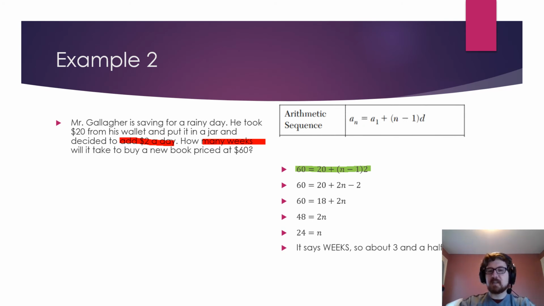So, simplify it. First, we distribute the 2. We combine some like terms down in this one. We subtract the 18 over in this one. We divide by 2 here. Now remember, the problem asks how many weeks, not days. Our answer is in days. So you just divide it by 7 and you get about 3.5 weeks. That's how many weeks it would take to save up that amount.